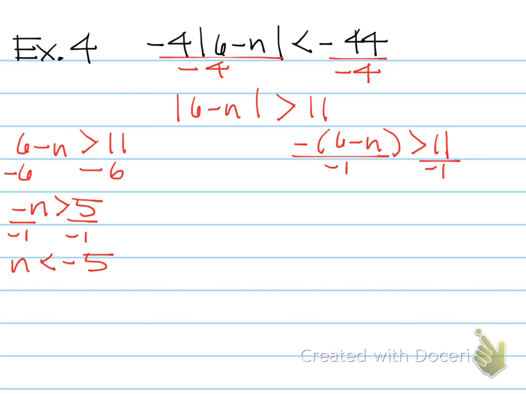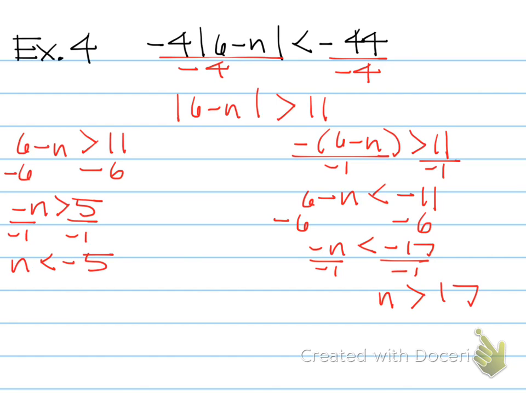And then for the negative quantity inside the absolute value bars, we're going to start by dividing both sides by -1, which is going to change the direction of the inequality. We get 6 minus n is less than -11. Subtract 6 from both sides. We get -n is less than -17. Divide both sides by -1, which is going to change the direction of the inequality again. We get n is greater than 17.